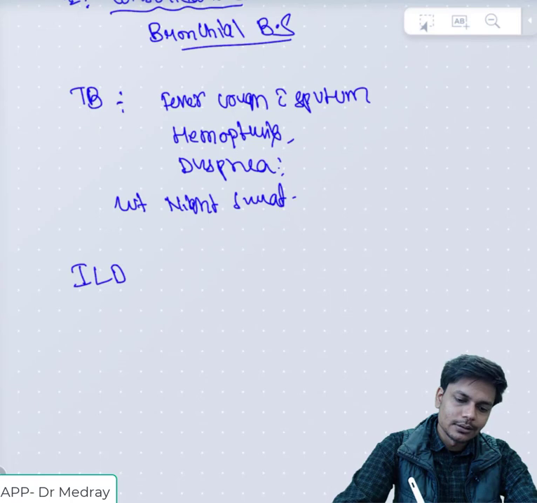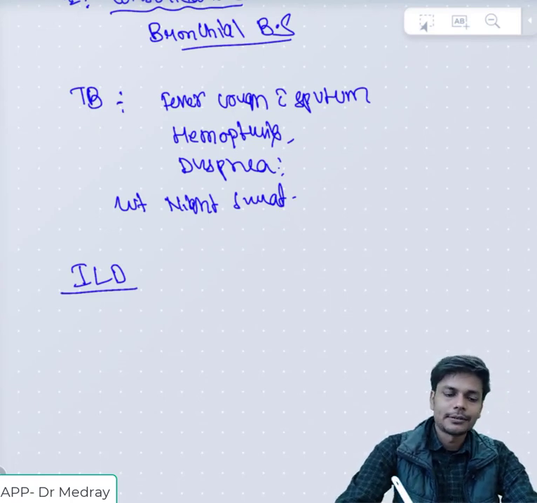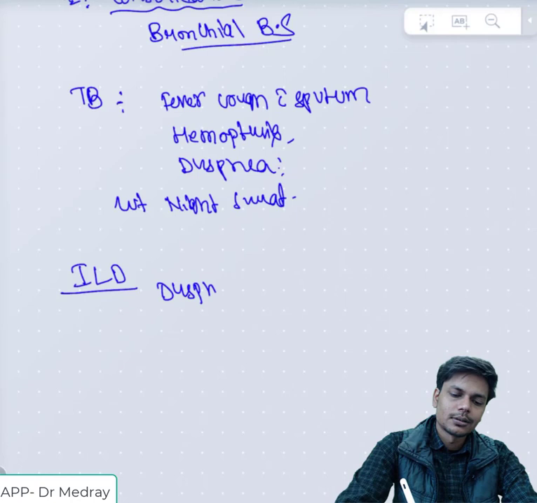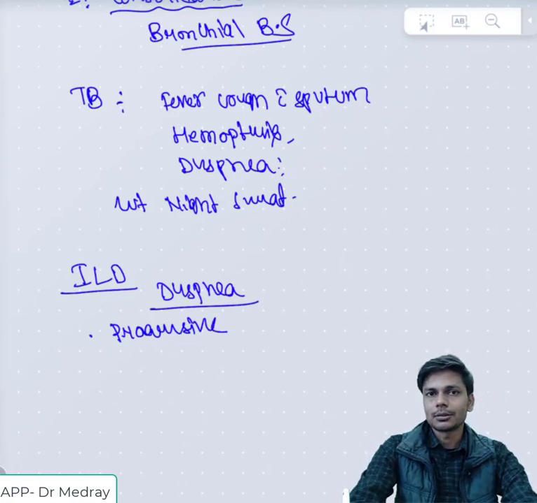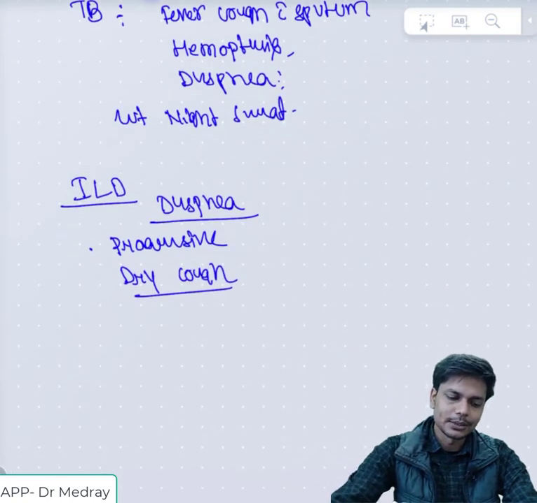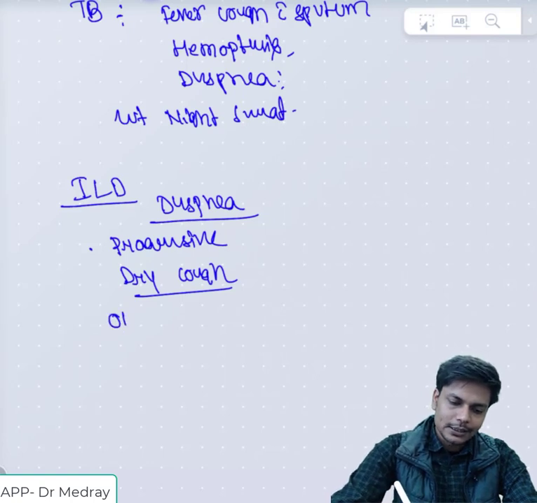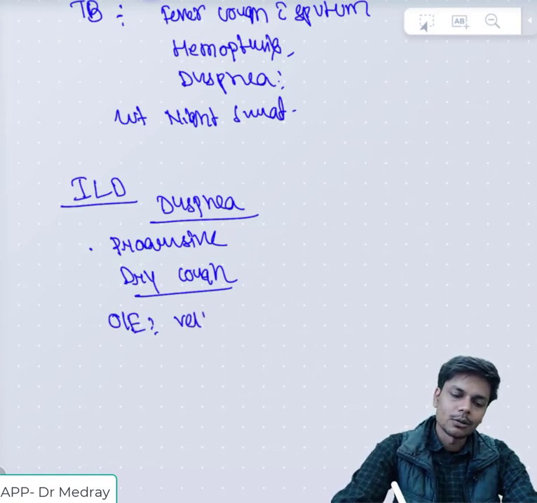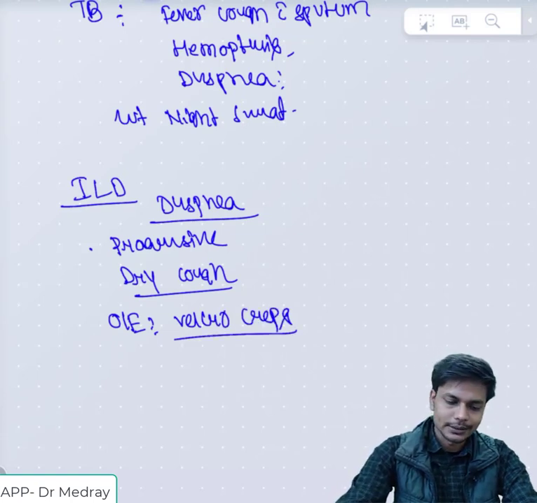Interstitial lung disease. In interstitial lung disease, there will be history of dyspnea. That is the progressive dyspnea. It will progress over a period of months to years. And there will be history of dry cough. We have discussed this. And on examination, we will get a characteristic Velcro crackles. We have discussed what Velcro crackles are. Again, we will discuss it in the examination section.